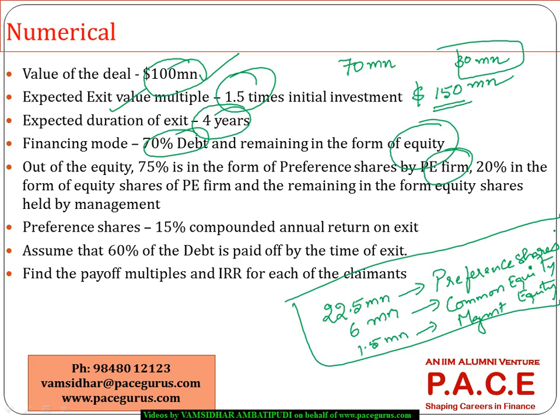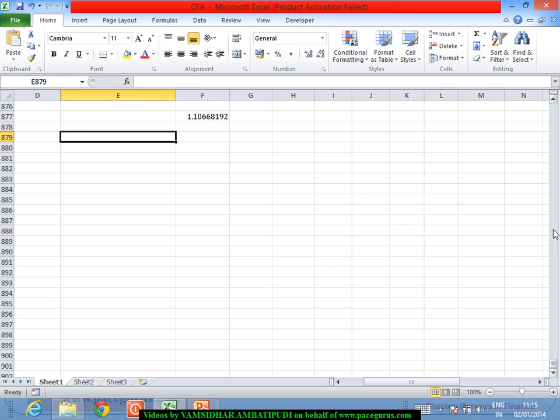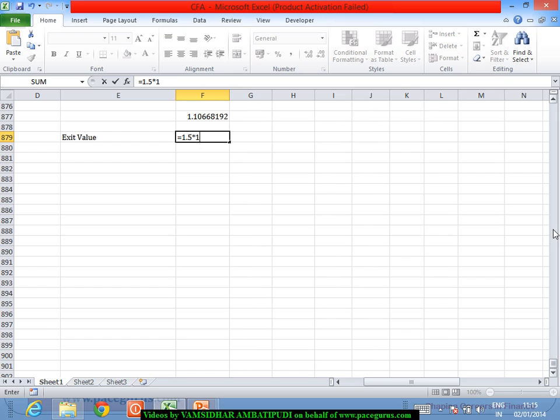And coming to the payoff, the preference shares are paid at the rate of 15% compounded annual return on the exit. So they have pre-decided how much return they are supposed to get. What this is saying is, whatever the preference shares are, they are supposed to get 15% compounded on their investment. Okay, now let's see the exit value. It is 1.5 times the initial value of 100. So typically the exit value is 150 million.